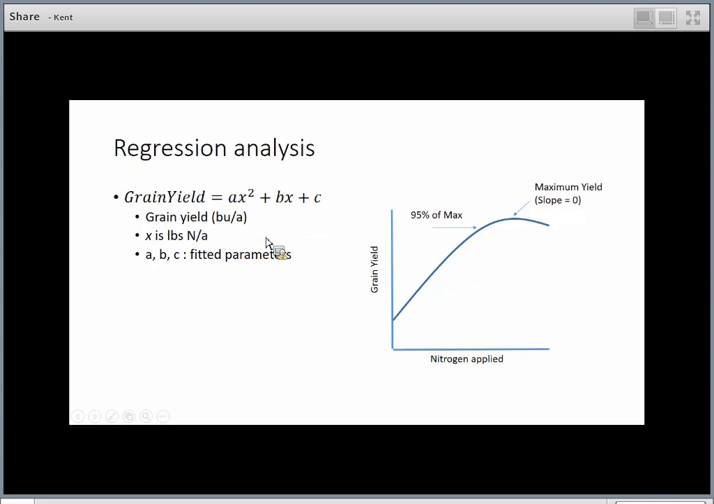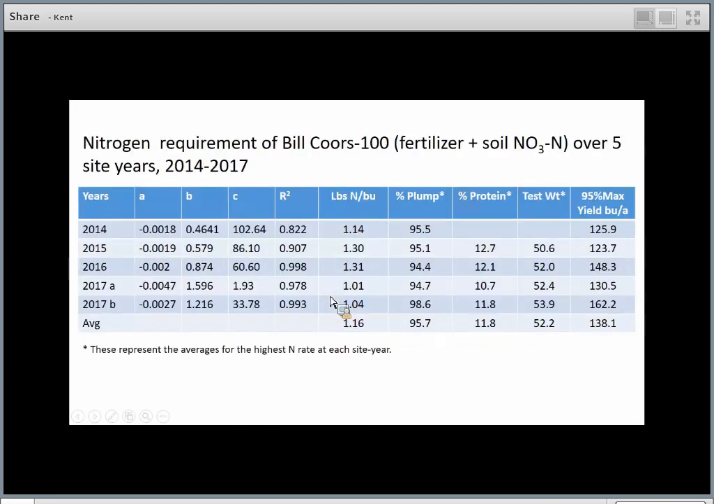So the regression analysis I've used for this is just a curvilinear fit, ax squared plus bx plus c, where grain yield is y, or the y-axis, and a, b, and c are fitted parameters, and we're going to compare them all at the 95% of the maximum level. And so those are the fitted parameters. You can see the fits of the curves are really good fits, and so it's good data.